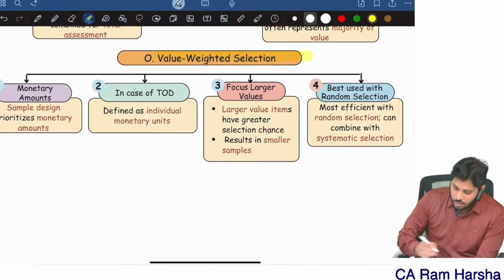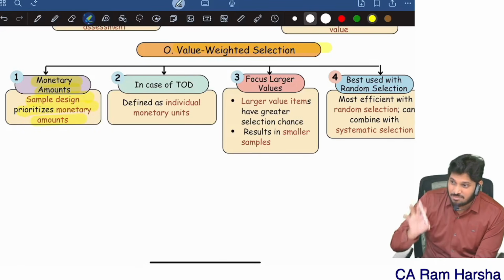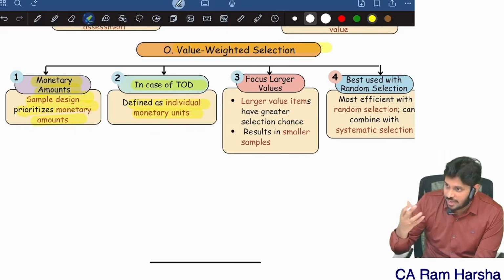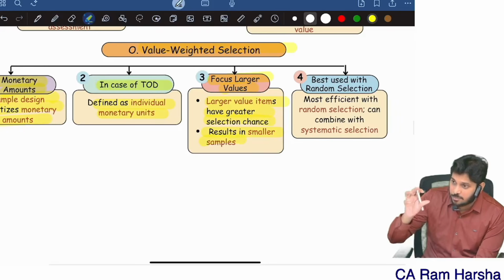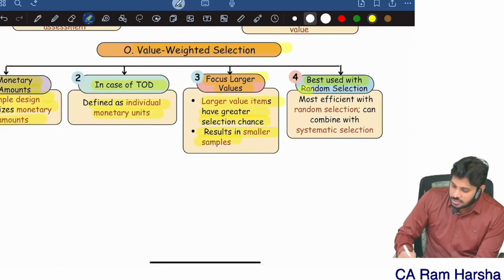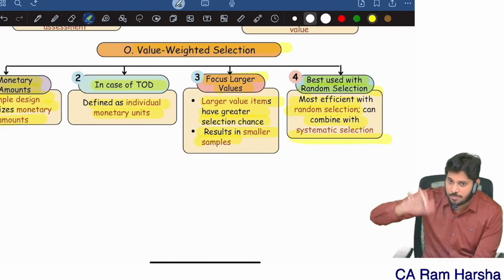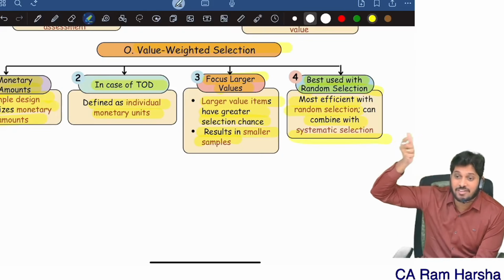Next, value weighted selection. Monetary amounts: sample design prioritizes monetary amount; sample size, sample selection, everything is expressed in monetary terms. In case of test of details, individual monetary units will be there, right? They are nothing but monetary units. In value weighted selection, the focus is on larger values. Larger value items will have a greater chance of selection. Even if there is a higher chance of selection, the sample size will be smaller, and it is best to use it with random selection. Most efficient with random selection. You can also use it with systematic sampling. Stratification, you can apply value weighted selection even in interval sampling, block sampling also, but it is best with random sampling. That's why monetary unit, stratified random sampling.